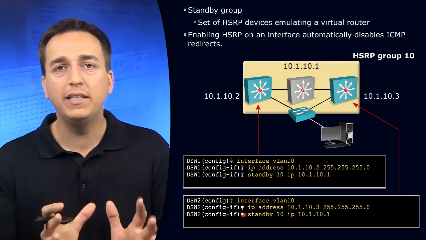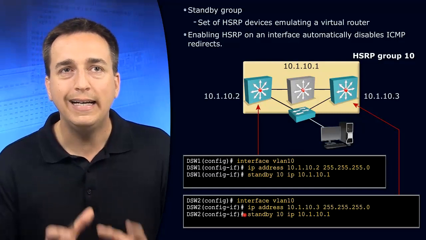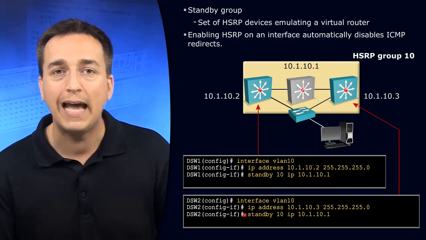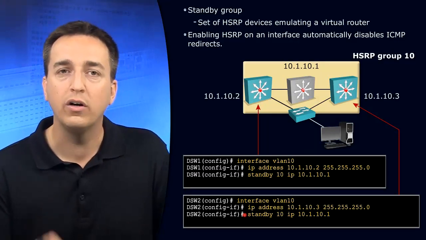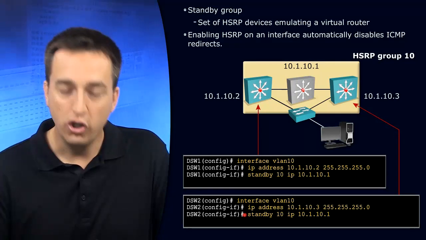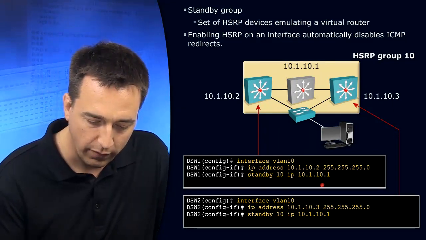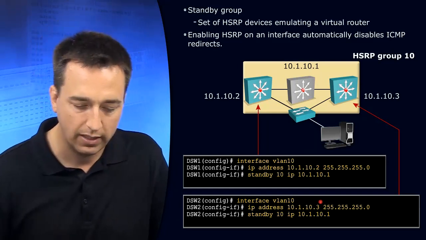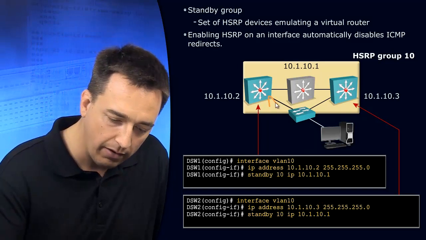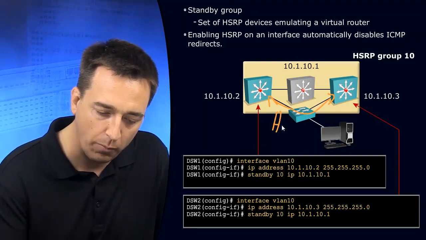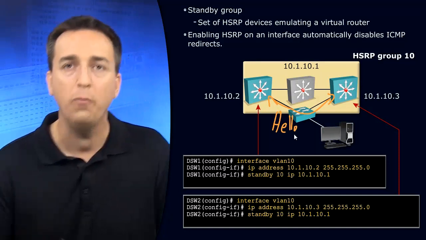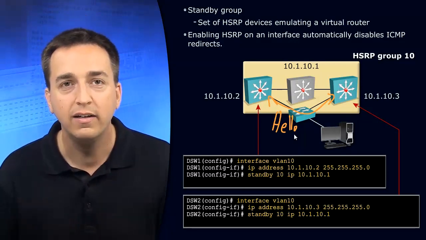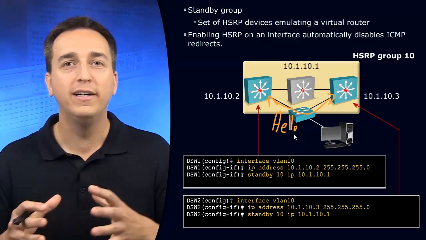What this does is it puts those two default gateways in the exact same standby group, which is group 10, and configures them with the exact same virtual router IP address. Notice that their physical addresses are different on their interfaces. For interface VLAN 10, 10.1.10.2 and 10.1.10.3, that's perfect. They're part of the same subnet. And it's out of those interfaces that hello packets are going to go back and forth. Those hello packets describe the fact that they are members of the HSRP group 10, and the virtual IP address they're using is 10.1.10.1.